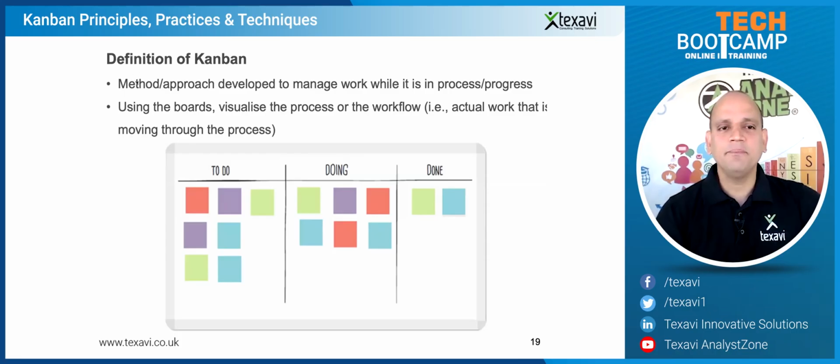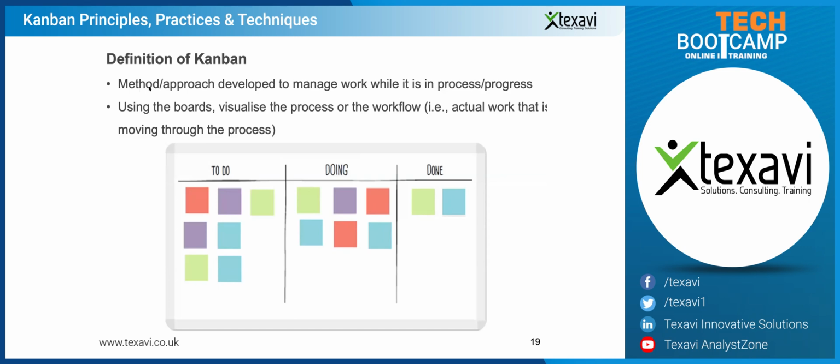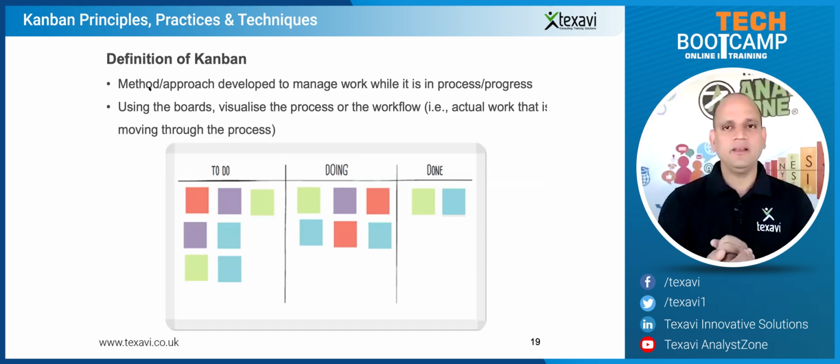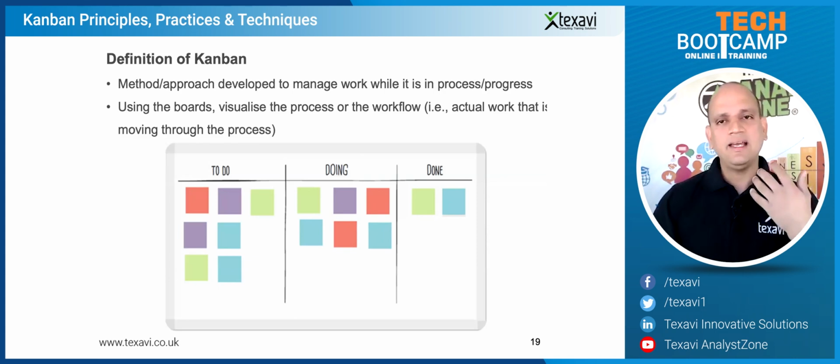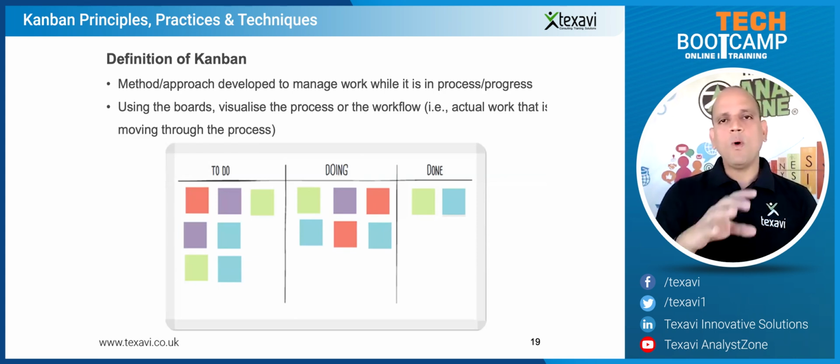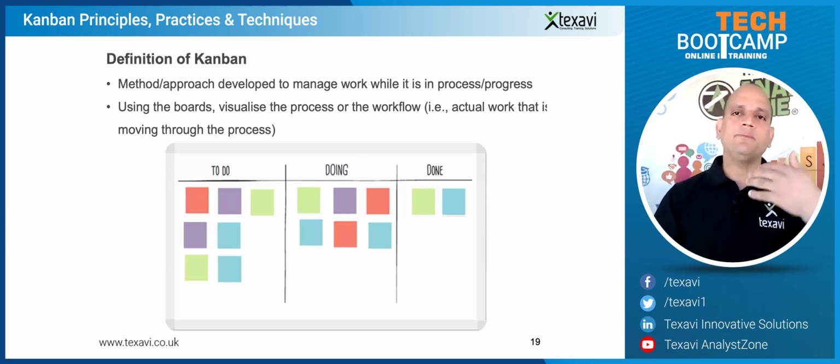To the definition of Kanban. So the method approach developed to manage the work, that's simple. If anybody asks you what is Kanban, it's not some rocket science. It's simply put just a method or an approach which is to help manage the work while it is being done, while it is actually being done, or while it is being executed, while it is being produced.